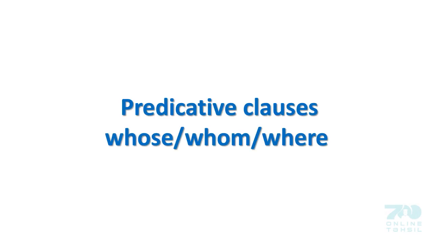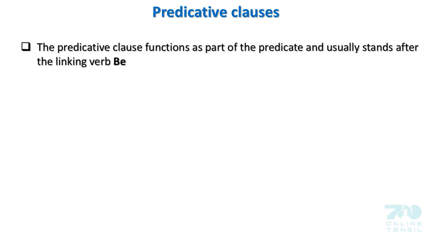Predicative clauses: whose, whom, where. The predicative clause. The predicative clause functions as part of the predicate and usually stands after the linking verb be.